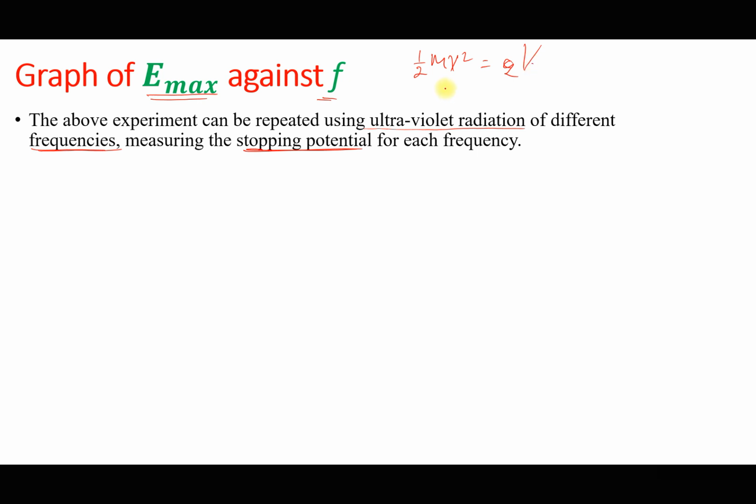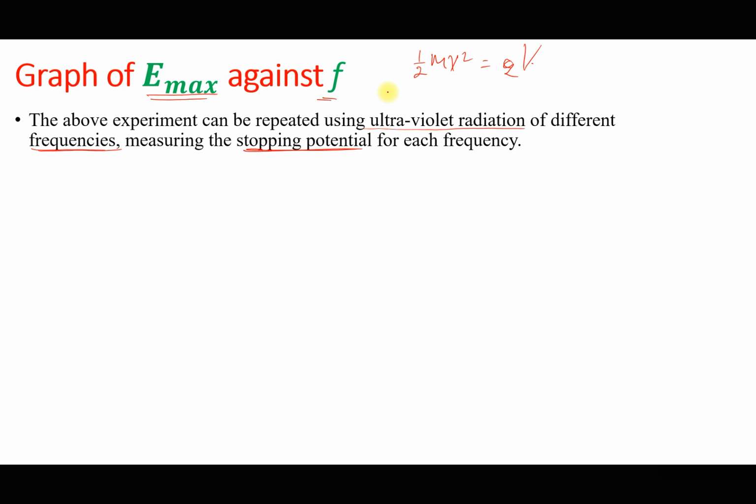And we have seen that it is the frequency which affects the stopping potential. The frequency affects the energy of the photons, and it is the energy of the photons which is given to the electrons. So the frequency affects the energy of the photons, which is given to the electrons, and the energy of the electrons affects the stopping potential.